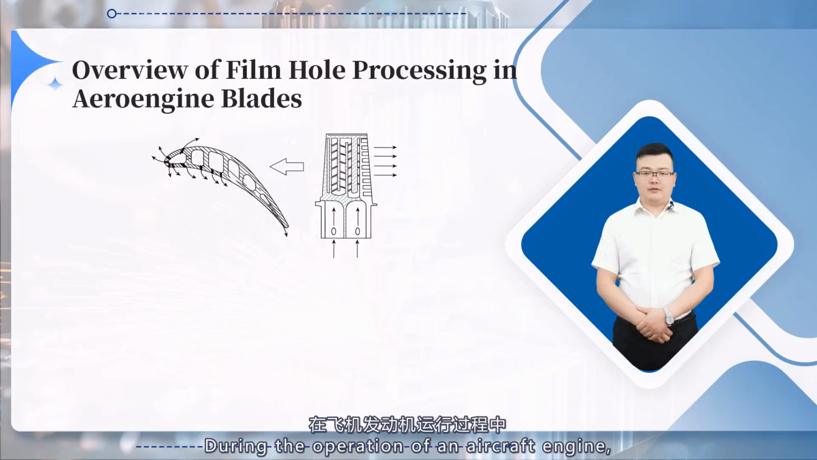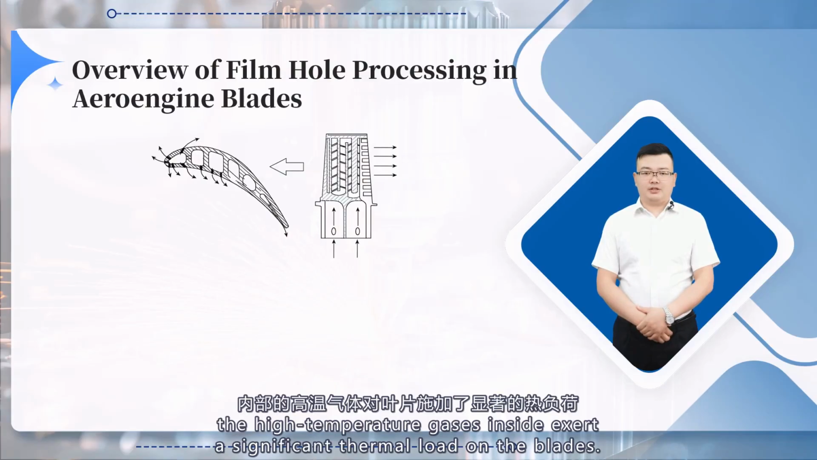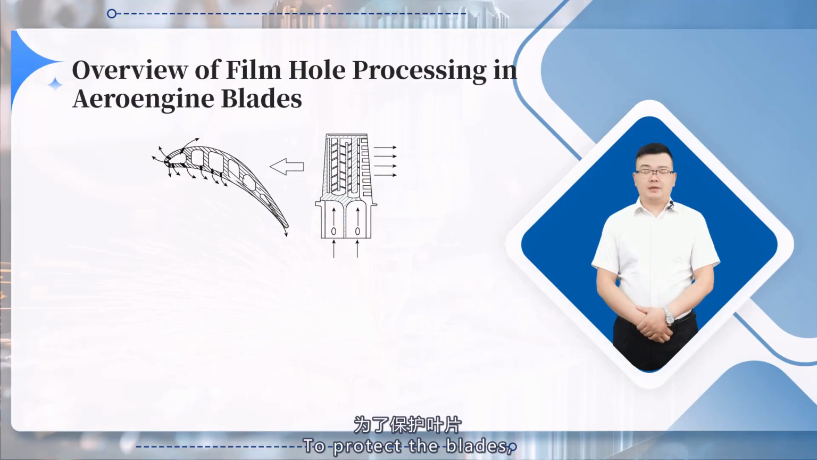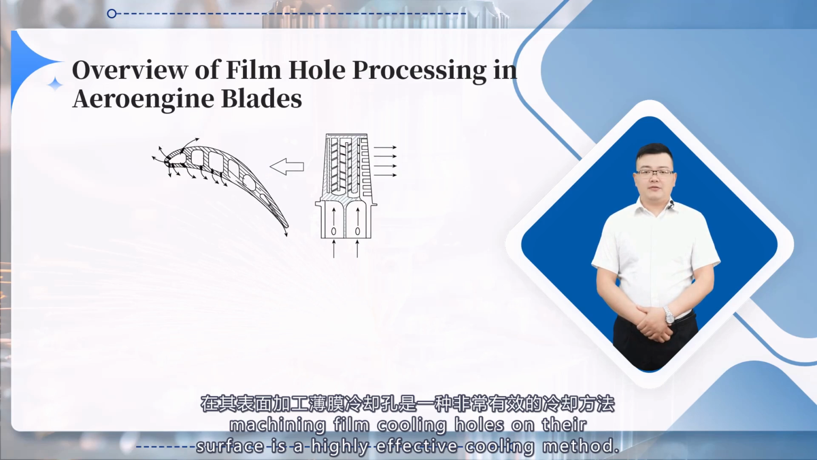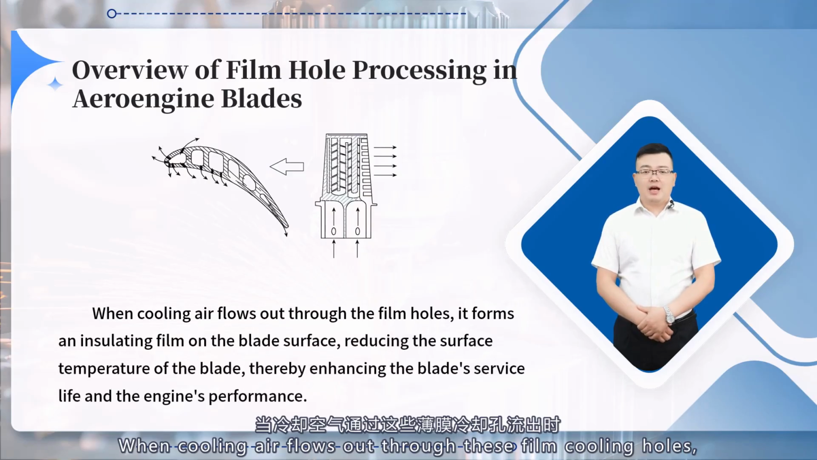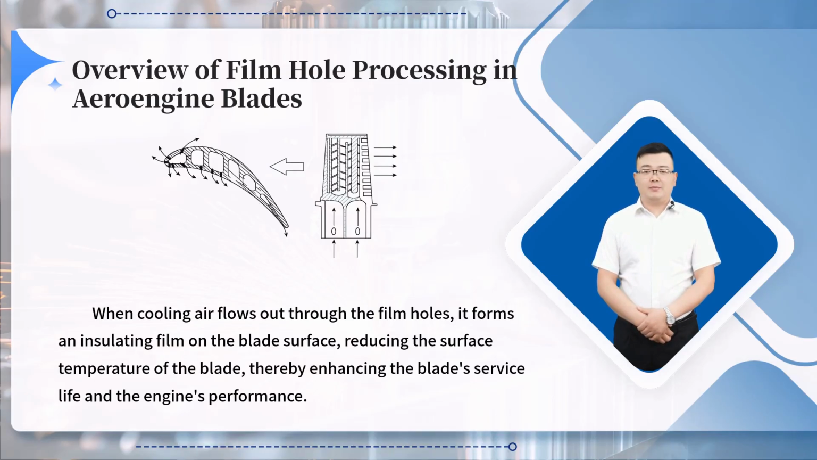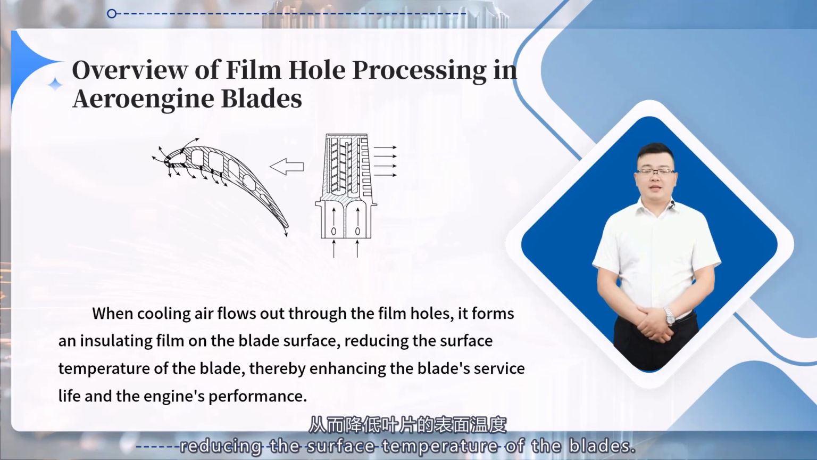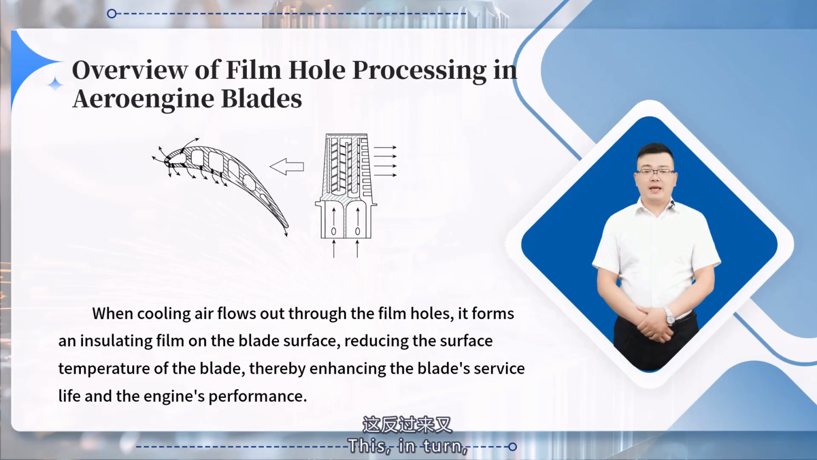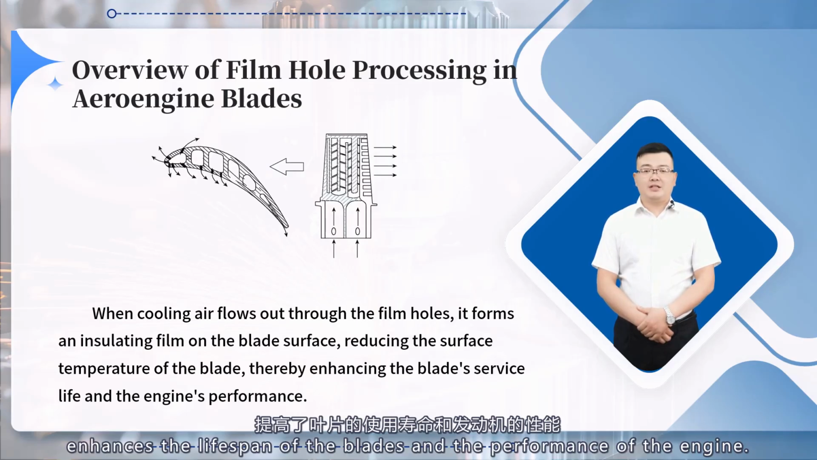During the operation of an aircraft engine, the high-temperature gases inside exert a significant thermal load on the blades. To protect the blades, machining film cooling holes on their surface is a highly effective cooling method. When cooling air flows out through these film cooling holes, it forms an insulating air film on the blade surface, reducing the surface temperature of the blades. This, in turn, enhances the lifespan of the blades and the performance of the engine.